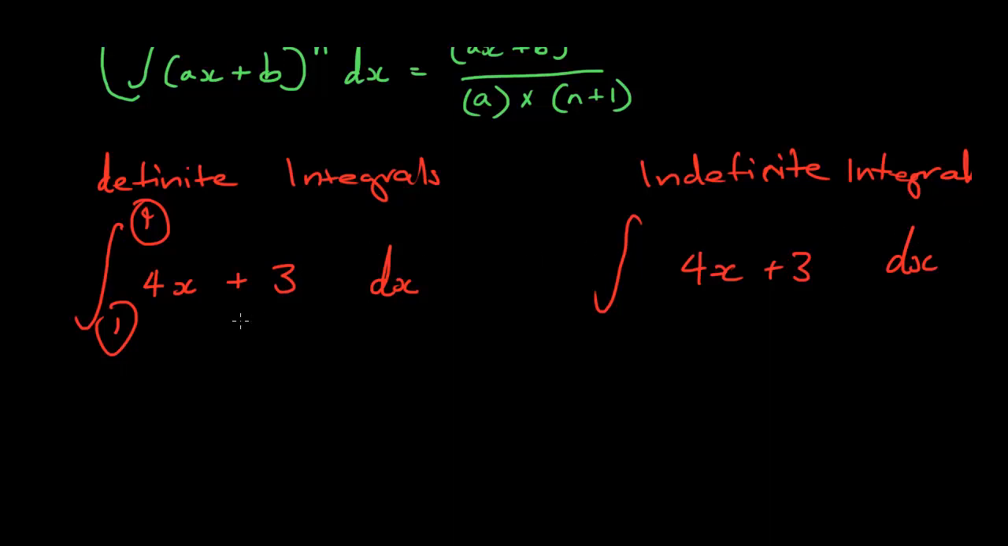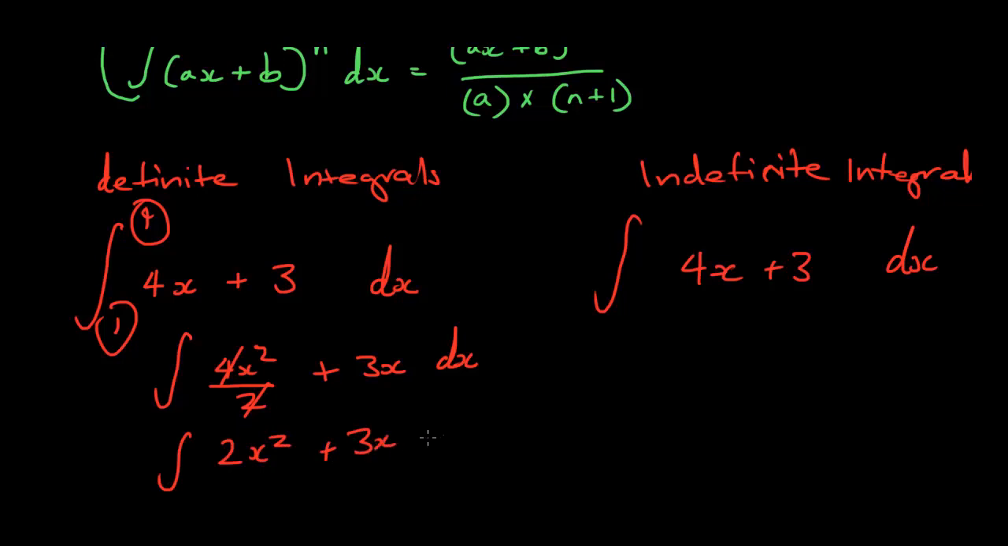Okay, now I'll just solve both of these to give you a quick overview of how both of them work. So in this one, all I'd do is write that, and 4 and 1. I have to integrate these. So we get 4x squared over 2 plus 3x. And then see this 4 and 2, that can make our life a little simpler. So we just get 2x squared plus 3x.